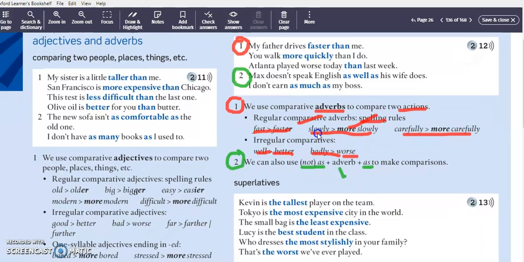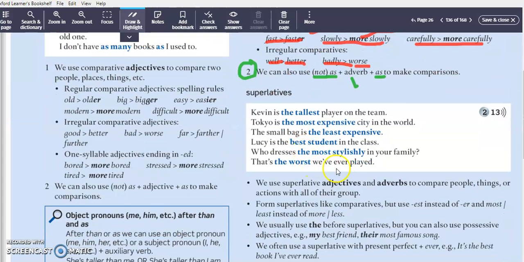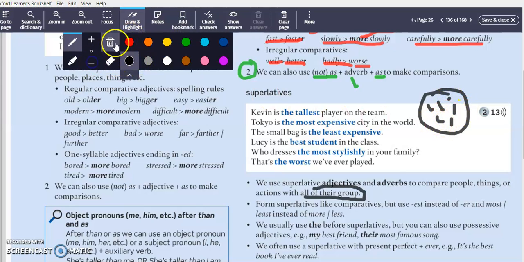Okay, so this is the comparative. Comparatives, adjectives or adverbs. Remember that we are comparing two actions, two people, two places. In the superlative adjectives and adverbs, we're not comparing two of them, but we're comparing one from a whole group of things. So let's say we have this group, este es el todo. No nomás tenemos dos, we have all of them.